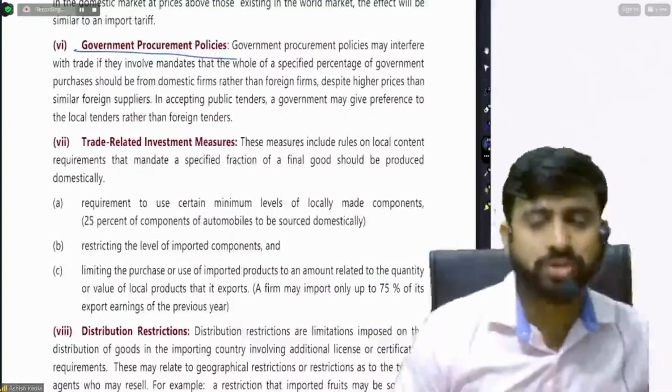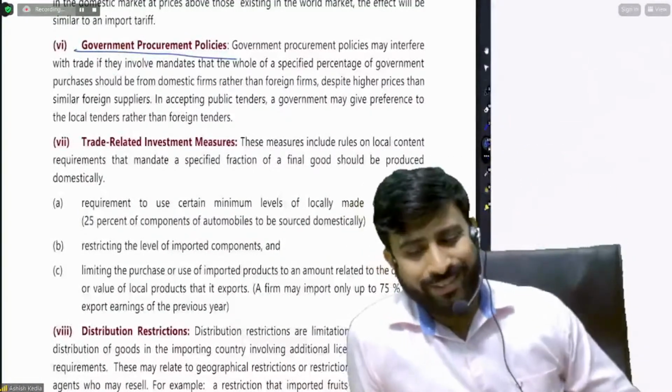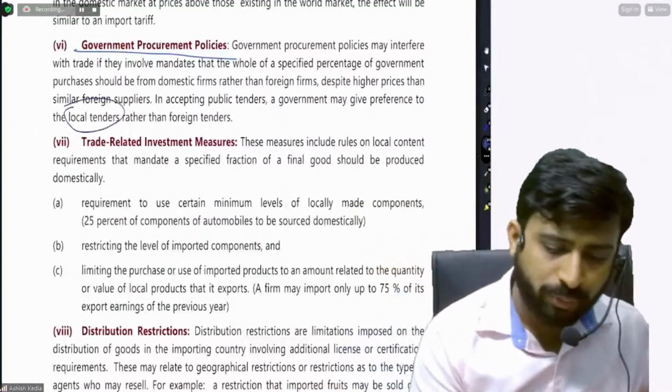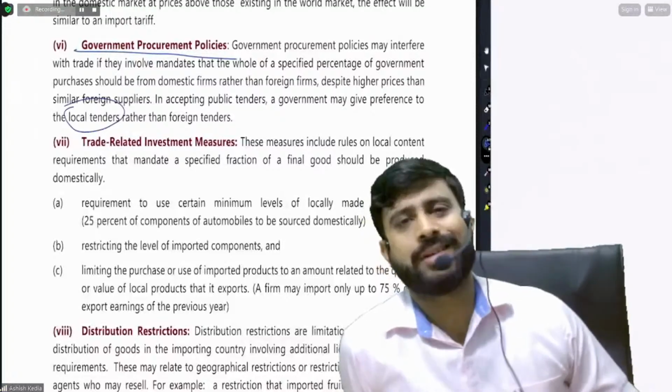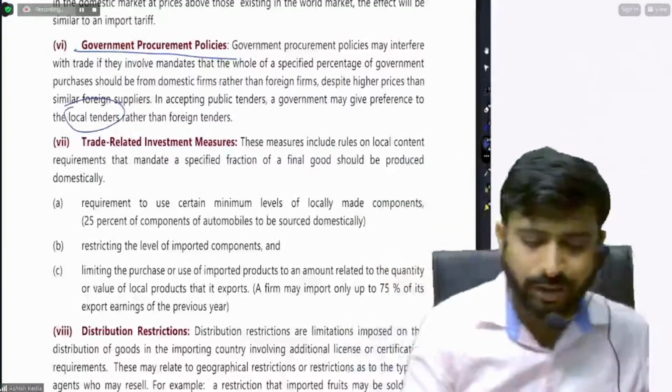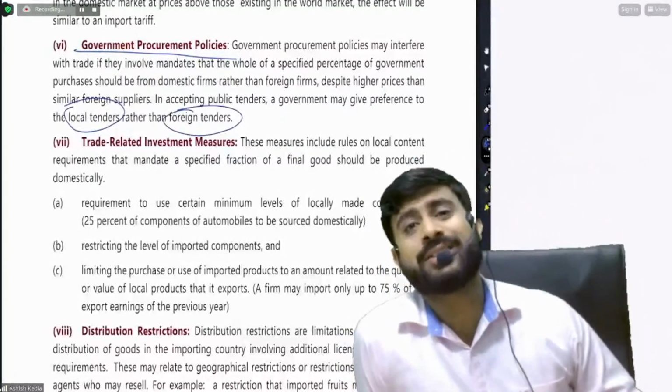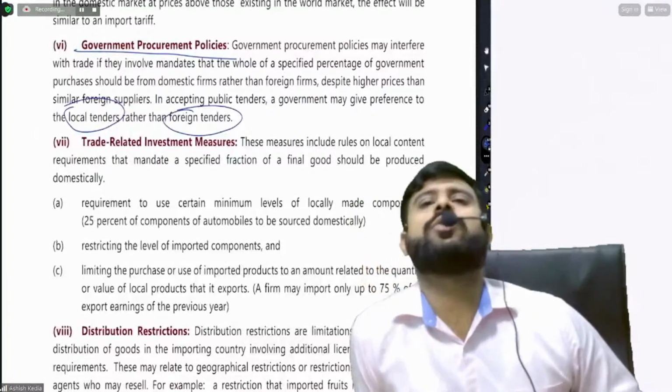Government policies. Suppose the government is purchasing. What the government may do is give preference to local tenders, that is, people from our country rather than foreign tenders. The government may accept local tenders earlier than the foreign tenders.